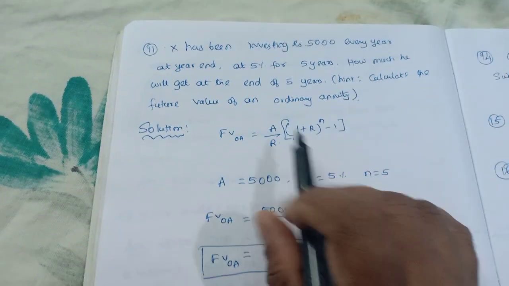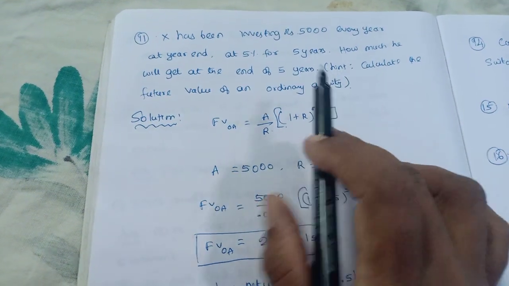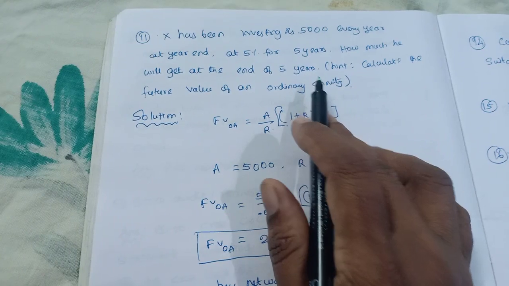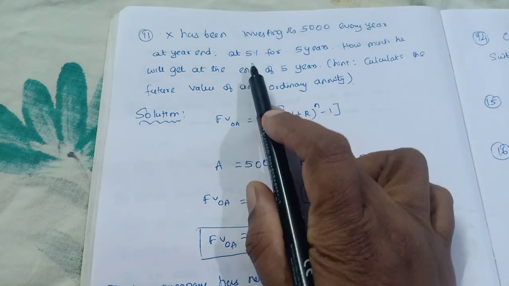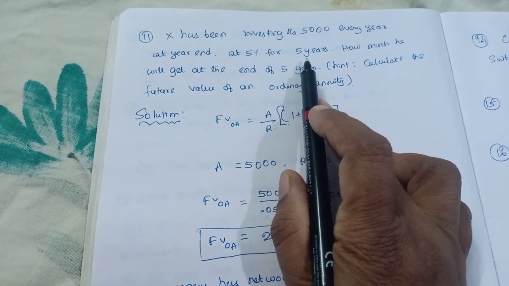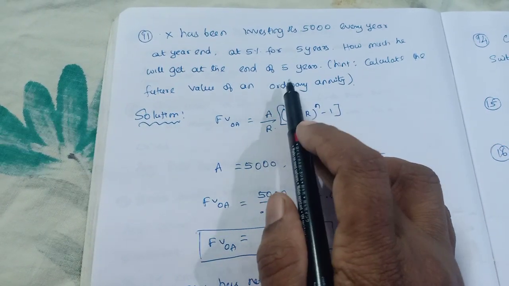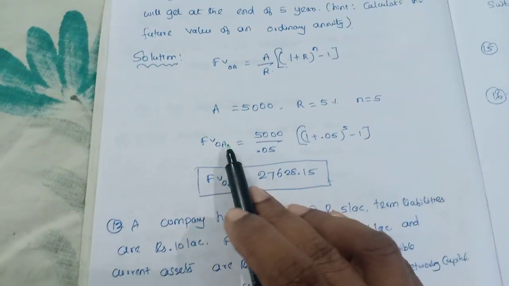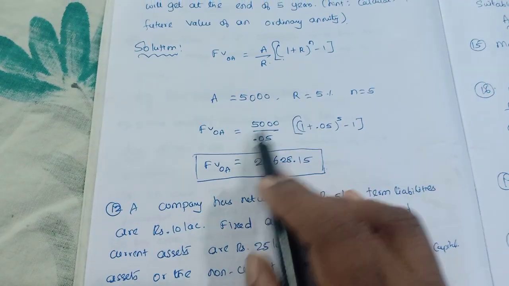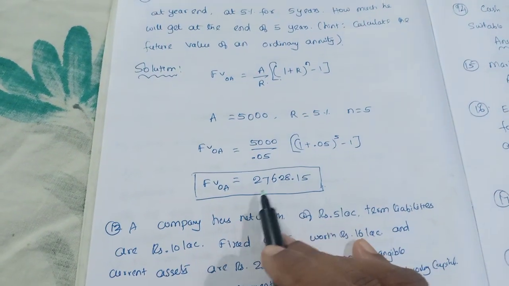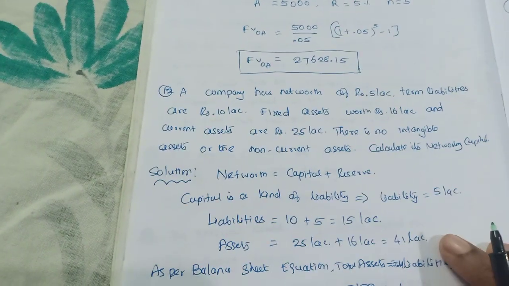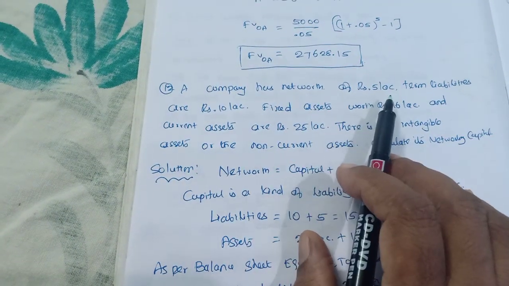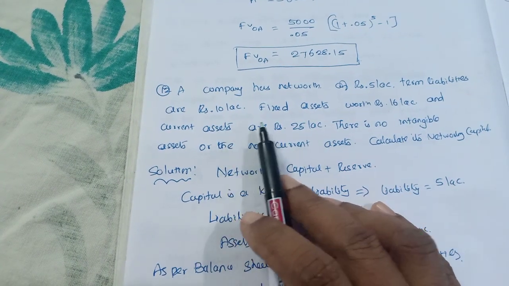A is the annuity. He has been investing 5,000 every year, so annuity is 5,000. Rate of interest is 5%. N is 5 years. How much will he get at the end of 5 years? So future value of ordinary annuity, by substituting and solving, I am getting the value 27,628.15.